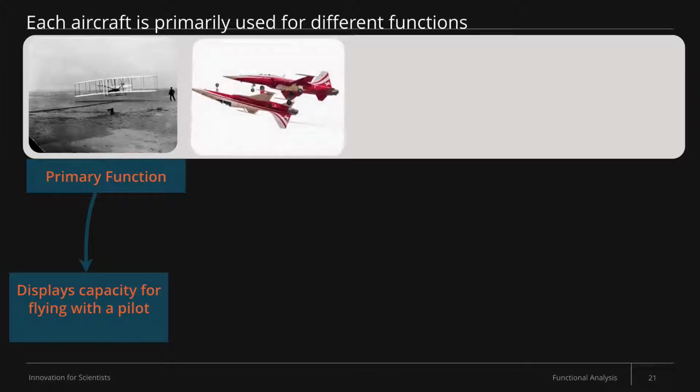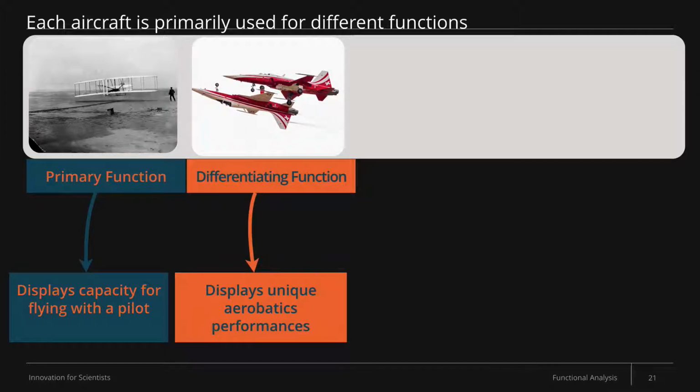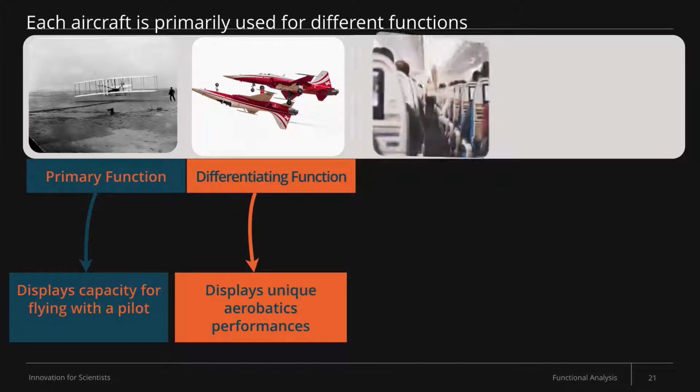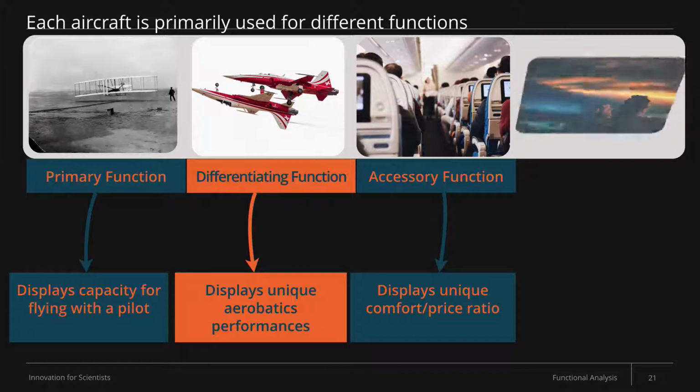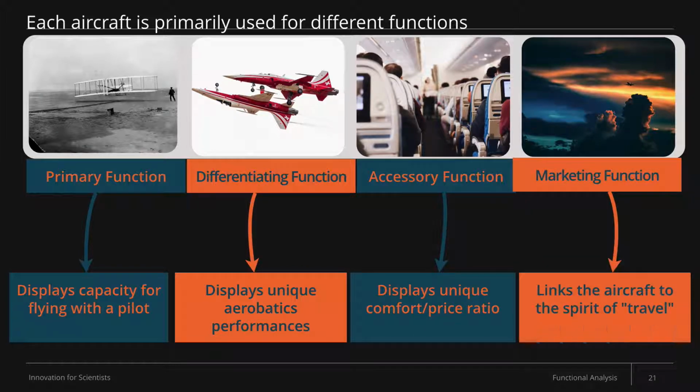In the second example, we had aircraft built for their differentiating function, how they can display unique aerobatics performances. In the third example, it's for the accessory function of the airplane that it has been designed, which is actually being able to offer a unique comfort over price ratio. And finally, the aircraft can be even used to link an object, the airplane, to a concept, the idea of travel, and use this object to sell that concept.